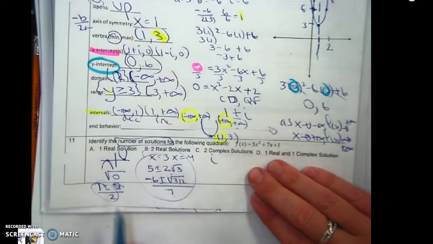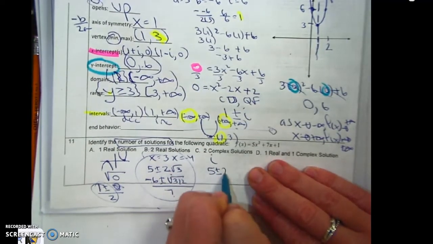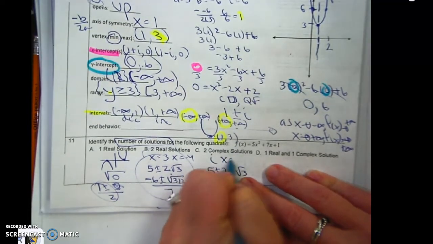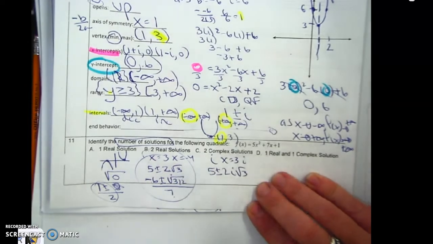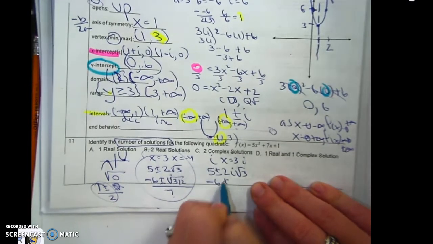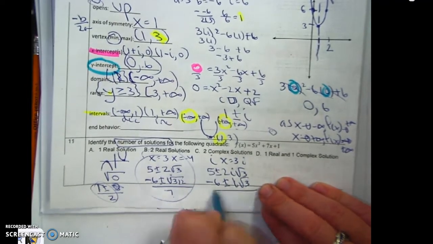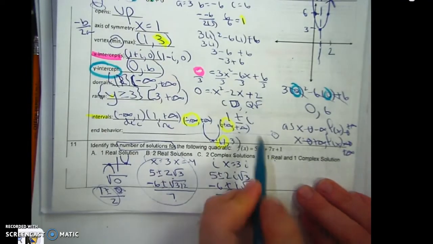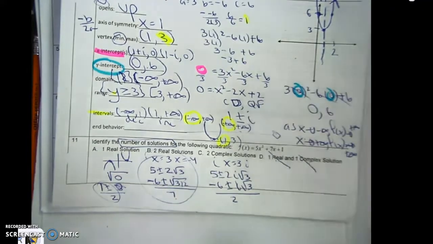Complex just means imaginary. So if I had 5 plus or minus 2i rad 3, it would fall in here. If I had x equals 3i, it would fall in there. If I have negative 6 plus or minus i rad 3 over 2, it falls in there. And you can't have a real one and an imaginary. It's like, make up your mind. Are you real or are you imaginary?